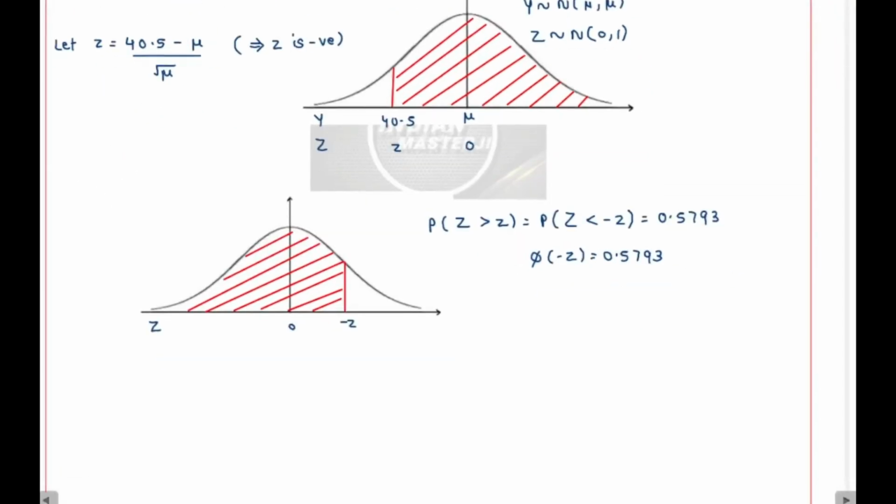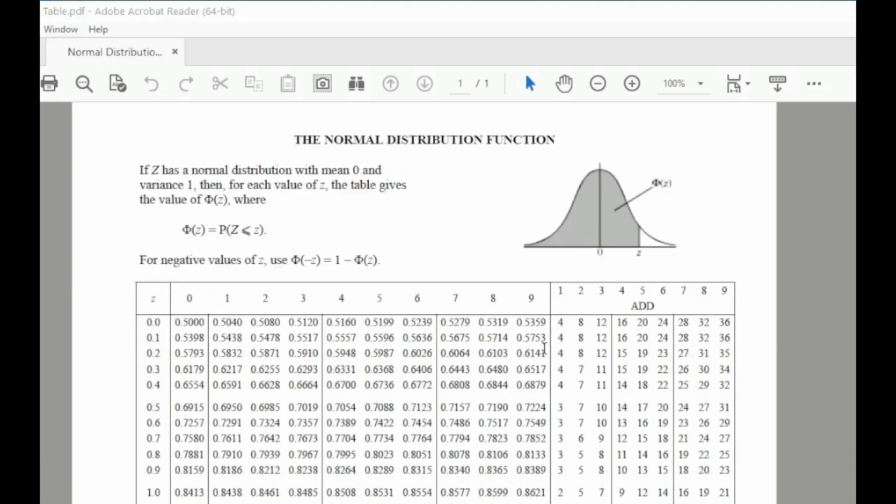So if I have to get this minus z value, what will I have to do? I will have to use the table in the reverse form, because they have given us the probability here. So we will use this probability to find the value of z for which we get the probability 0.5793. So we are going to find phi inverse of 0.5793 using the normal distribution table. So this is our normal distribution table. If you see this normal distribution table, 0.5793 here is the value.